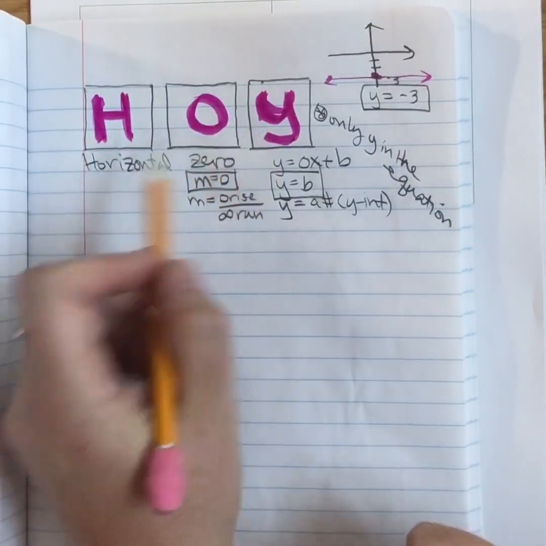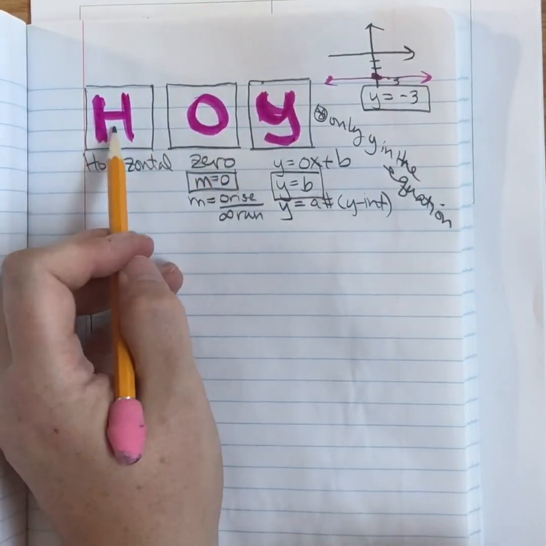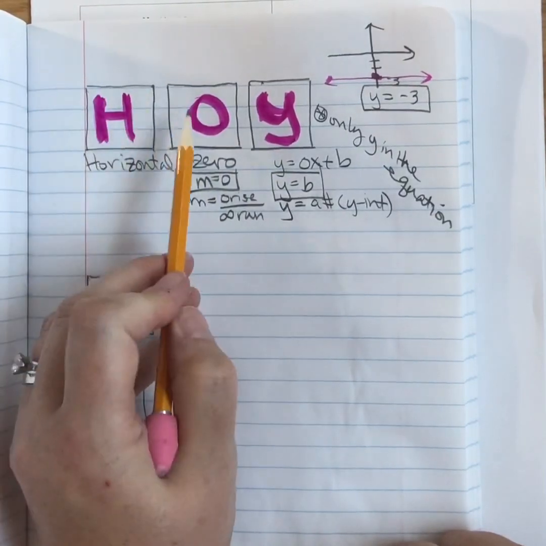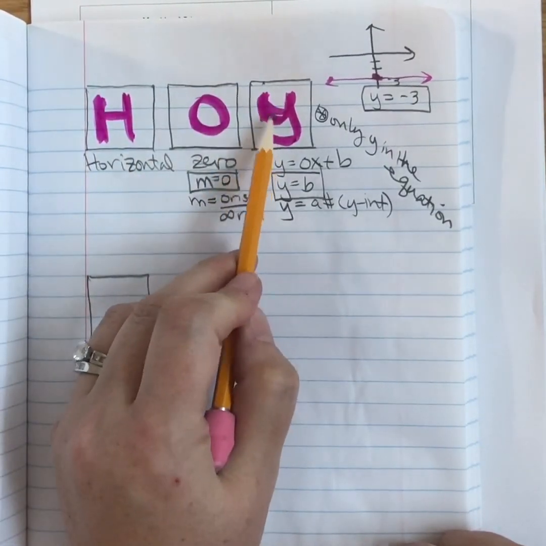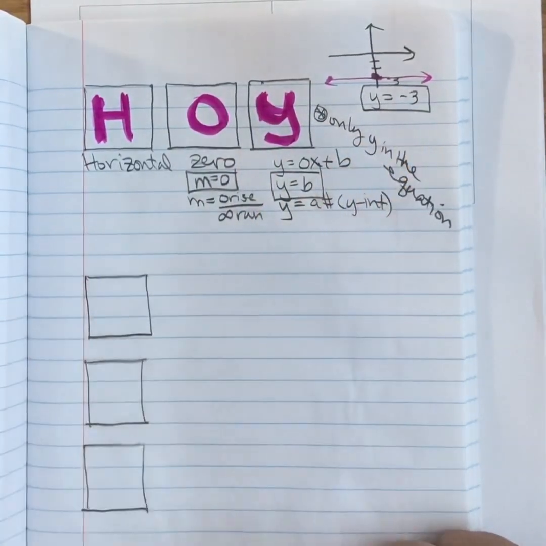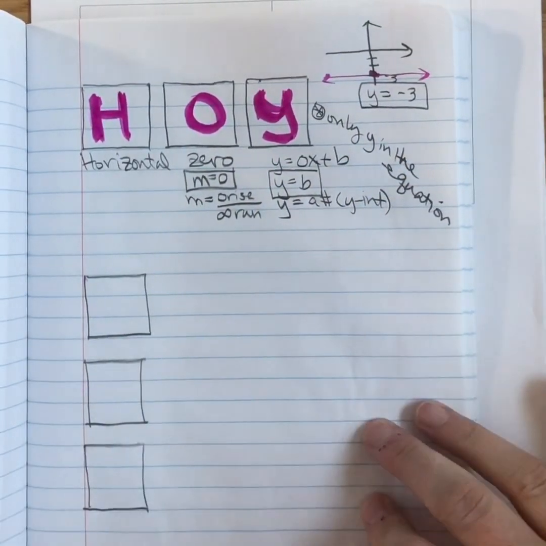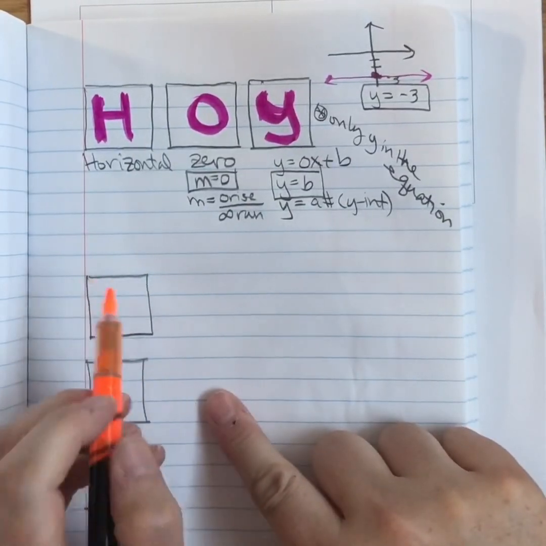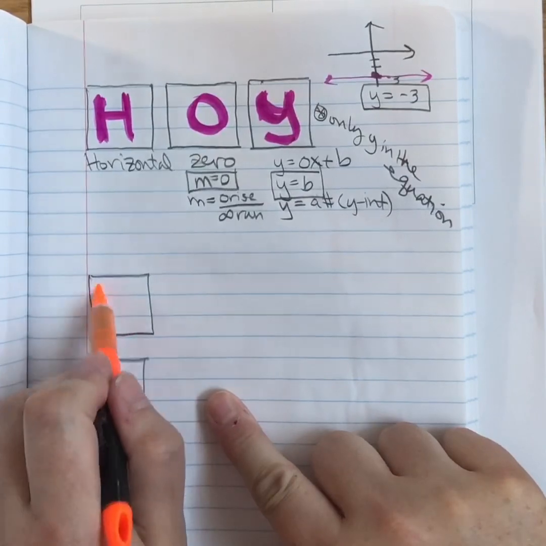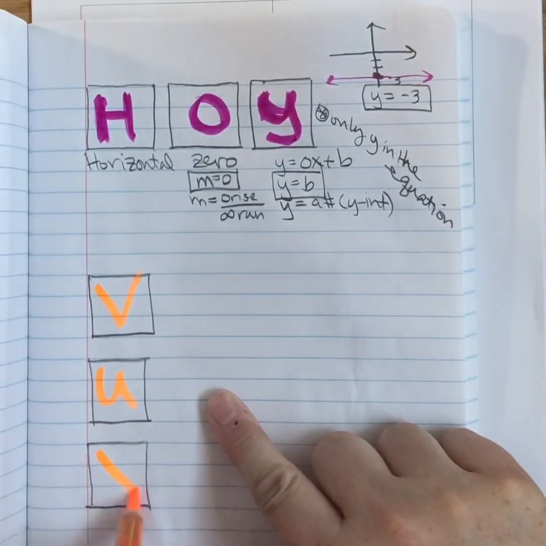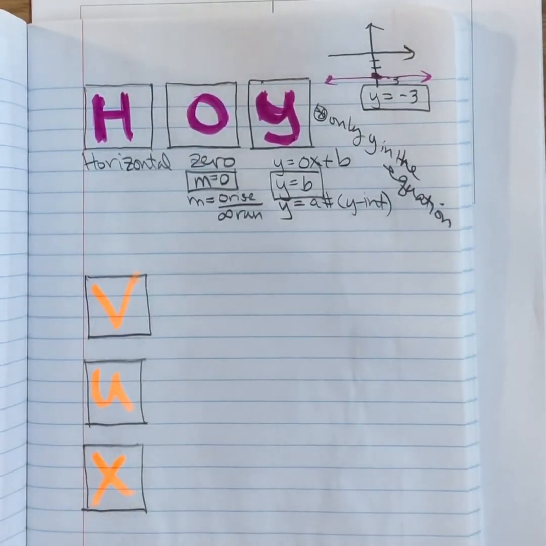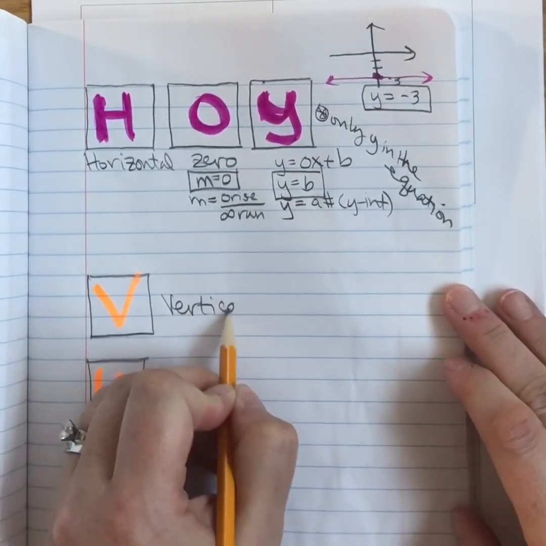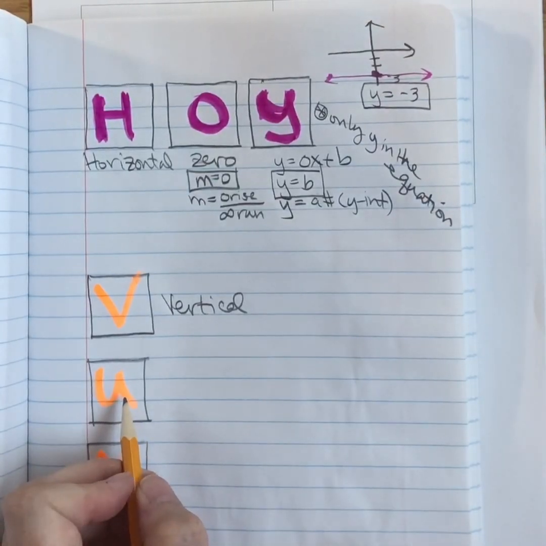So HOY, anytime you see there's a horizontal line, write HOY, and that'll help remind you that for horizontal lines, they have 0 slope, and the equation just has y equals the y-intercept, okay? Now, for these 3 boxes, I'm sure you're thinking ahead that it's going to be vertical. Well, the acronym is VUX, V-U-X. What that stands for, we know the V stands for vertical lines. The U stands for undefined slope.